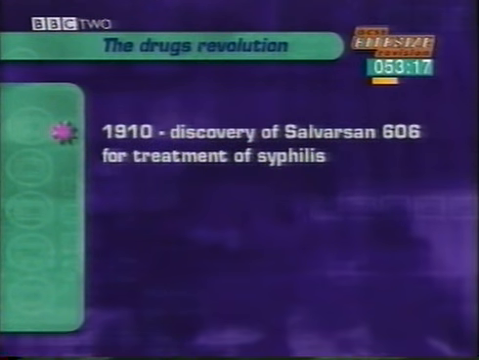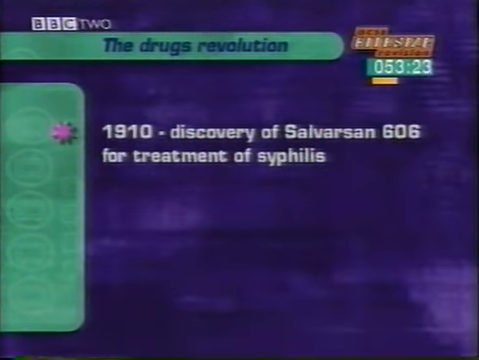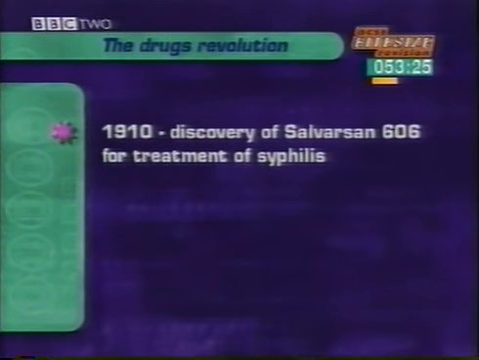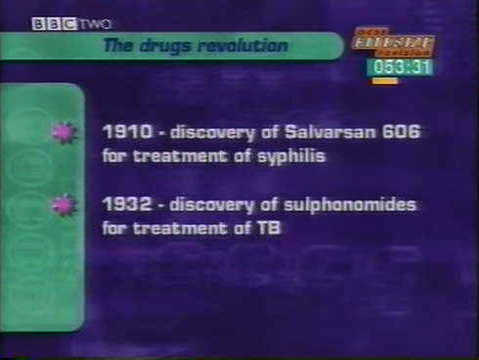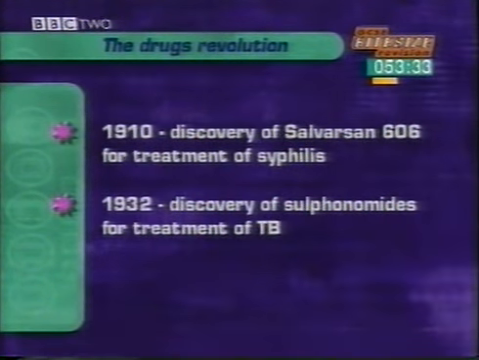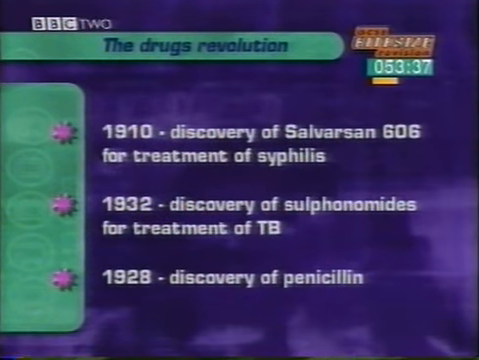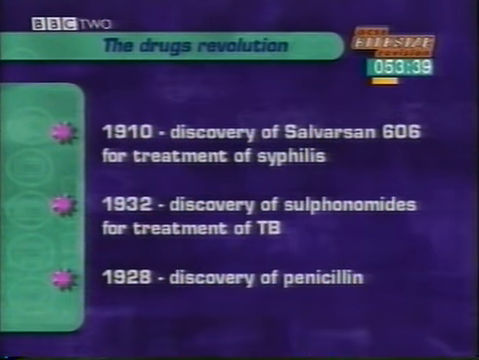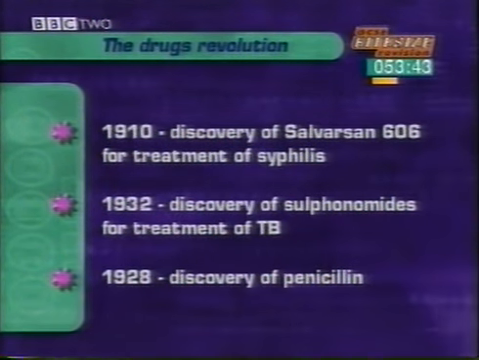In 1910, the German scientist Paul Ehrlich developed an effective treatment for the killer disease syphilis, a drug called Salvarsan 606. 1932 saw the first breakthrough in the treatment of the dreaded tuberculosis, a chemical antibiotic called sulfonamide. But the most important of all the new drugs was penicillin, discovered in 1928 by Alexander Fleming, who had been interested in fighting infections in war wounds ever since World War I.